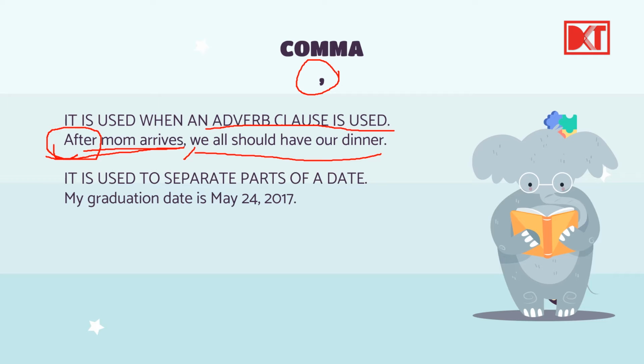Next, it is used to separate parts of a date. For example, my graduation date is May 24, 2017. So graduation date, May 24 and a comma and the year. So you're talking about the month, date and the year, and we're using a comma in the middle. Alright, so these are the two more usages of comma. Let's move on.